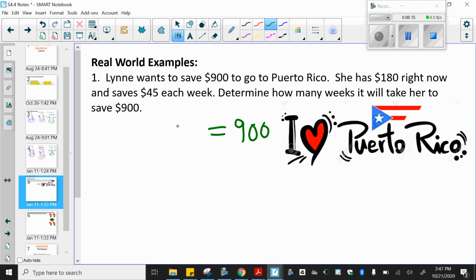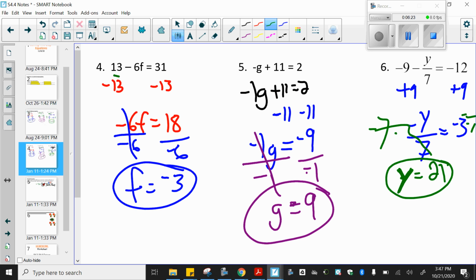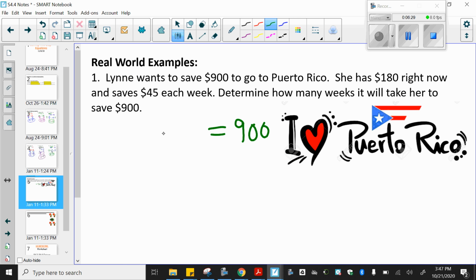We have to come up with something here that makes this problem. And I would use a little bit of logical thinking here and say, okay, everything else I've looked at today has 2 parts in it before we get to the equal sign, or at least on one side of the equal sign. So I know I probably want 2 parts here. She has 180 right now, and she's saving $45 each week. There's our 2 parts.